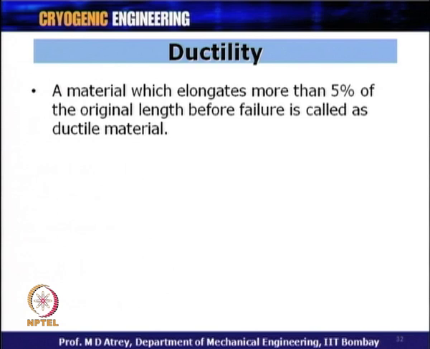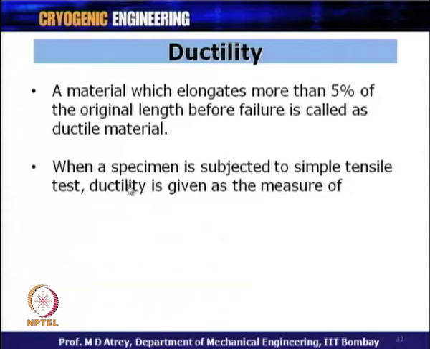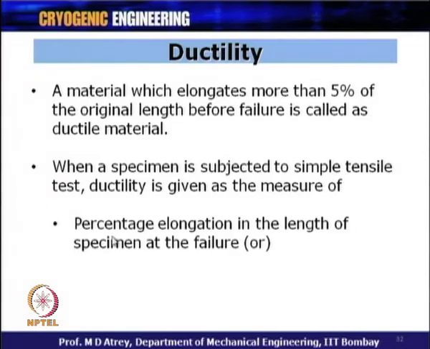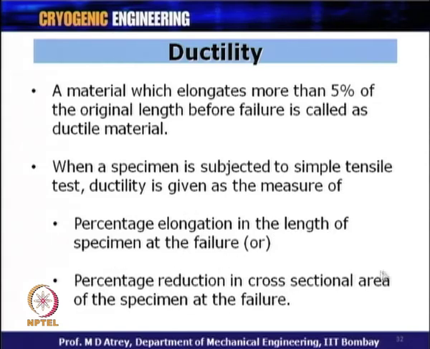Now, let us see the next property, which is ductility, which is in a way related to the impact strength we studied just now. A material which elongates more than 5% of the original length before failure is called a ductile material. This is the clear definition of a ductile material, which material can be called ductile. When a specimen is subjected to a simple tensile test, ductility is given as a measure of the percentage elongation of the length of the specimen at the failure, or the percentage reduction in cross-sectional area of the specimen at the failure. So, basically, percentage elongation or percentage reduction in cross-sectional area will determine whether a particular material is ductile at a given temperature or not. We will use percentage elongation to study the ductility of a particular material.